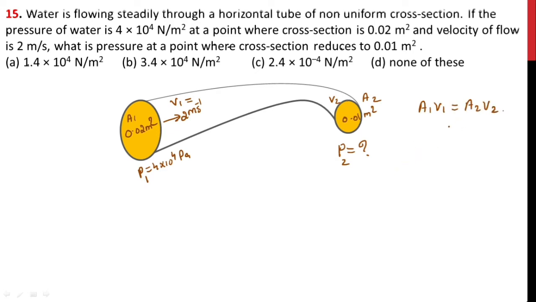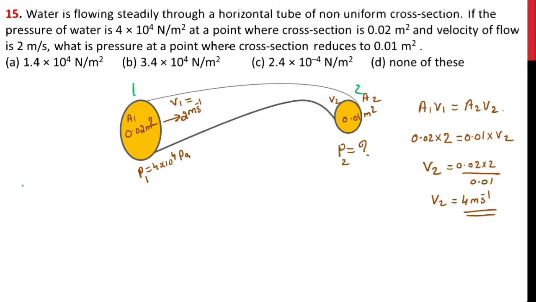So what is the A1 here? 0.02 into V1, that is 2, which is equal to A2, 0.01 into V2. So we can calculate the velocity V2 is equal to 0.02 into 2 divided by 0.01. Therefore V2 is equal to 4 meter per second. Now you apply Bernoulli's principle. What is Bernoulli's principle at point number 1 and point number 2?